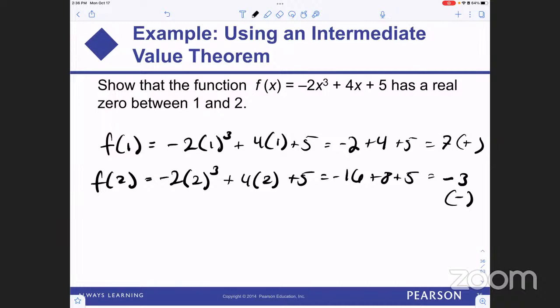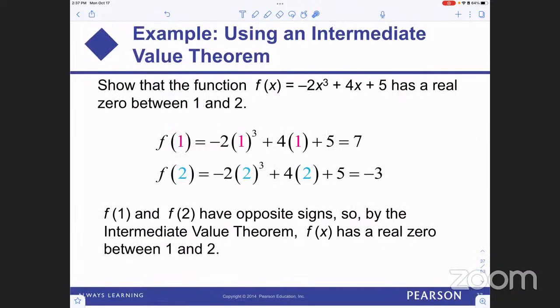And we can identify this function as a polynomial, right? Finite sum of monomials with real coefficients and non-negative integer exponents. So f of 1 was positive, f of 2 was negative. So then there has to be a 0 between 1 and 2 by the intermediate value theorem. Let's see what the type notes say. So we got 7, we got -3. So f of 1 and f of 2 have opposite signs. So by the intermediate value theorem, f of x has a real 0 between 1 and 2.